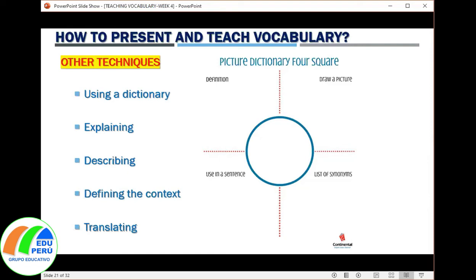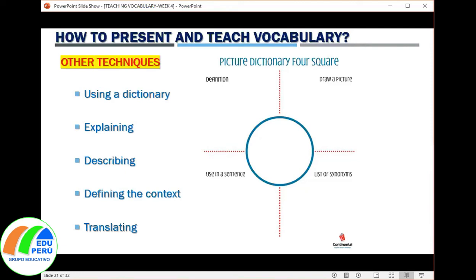For example, you write a word here, for example, walk. What is the definition of walk? Draw a picture. They need to draw something related to walk. Using a sentence, so they are going to write a sentence. And a list of synonyms. So they are going to write synonyms related to the word that you are given.